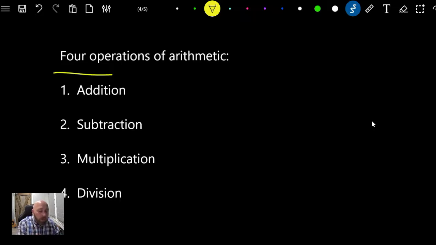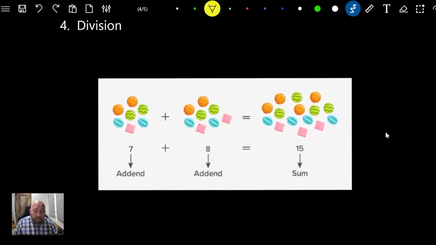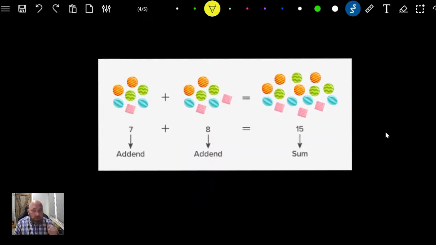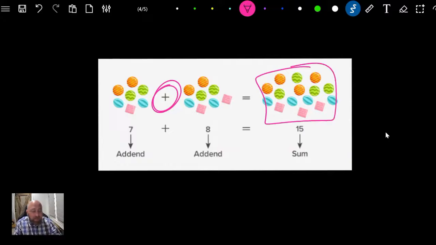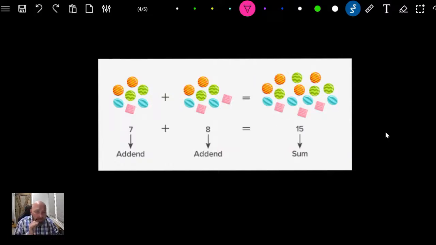There are 4 operations in arithmetic. So you add, subtract, multiply, and divide, right? You should know that. Add, subtract, multiply, and divide. I just want to go through each one of these real quick. It won't take long, but let's talk about adding first. If I had 7 candies, I love candy, so that would be nice if I had 7 candies. And I added 8 candies. So I have 7 and I add 8. Then that gives me 15 candies. Each one of these things has a name.